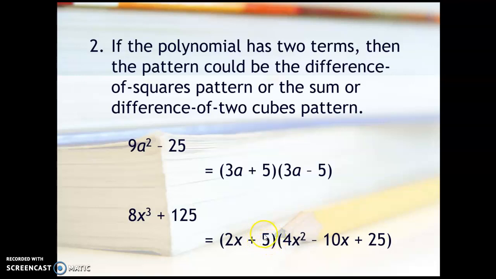Take the last term in the binomial, 5, and square it. 5 times 5 is 10, or 25, excuse me. And then multiply the 2x and the 5 together and give it the opposite sign in the middle. 2x times 5 is 10x, but it needs to be a minus 10x in the middle.